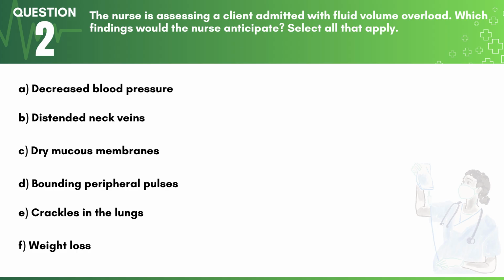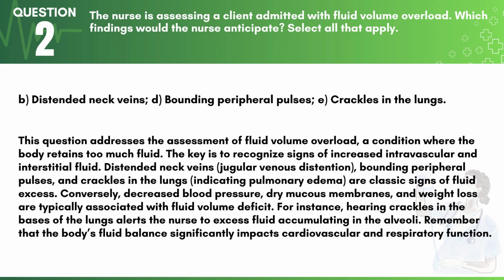C. Dry mucous membranes. D. Bounding peripheral pulses. E. Crackles in the lungs. F. Weight loss. Answer. Distended neck veins, bounding peripheral pulses, crackles in the lungs.